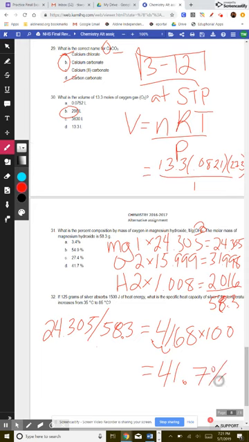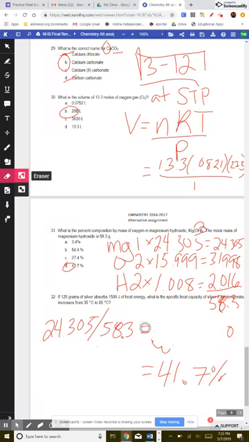Now, of course, some of you will go through and say, let me check the percent of oxygen, the percent of hydrogen, and make sure it all adds up to 100. Go ahead and do that if you have time. If you don't have time, you've got to roll. Okay. All right, let's look at 32.